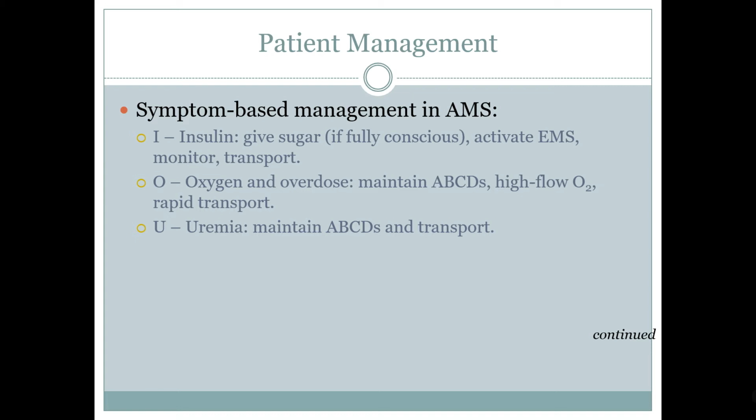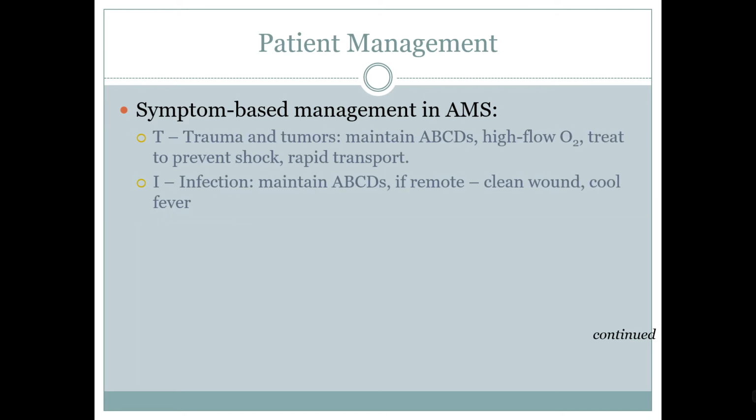If the patient is suffering from uremia, they should be transported to a hospital, particularly one that can provide emergent renal dialysis. Give both high flow oxygen and provide for rapid transport for trauma and tumors if you suspect a tumor.